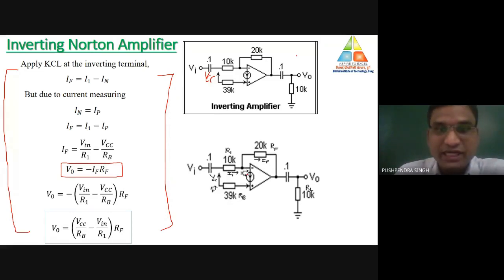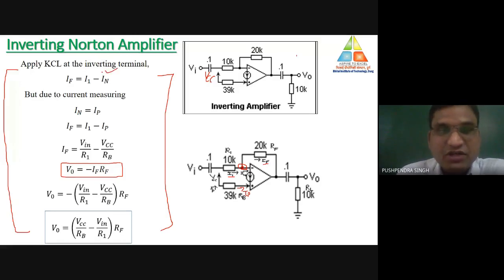How to calculate this? Let here the value of current is I1. IN is the Norton's current at the inverting terminal. Here the value of current is IP, where P is for positive terminal, N is for negative terminal. IF is the feedback current. Now apply KCL at this inverting terminal. So IF is equal to I1 minus IN.